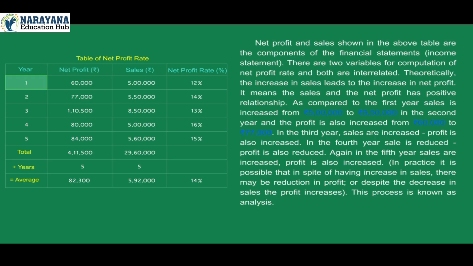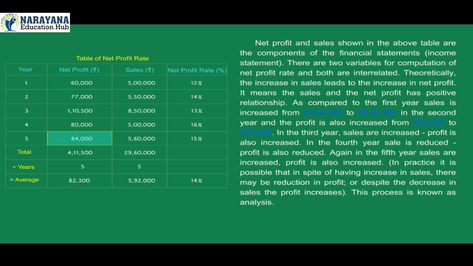As compared to the first year, sales increased from Rs 5 lakh to Rs 5 lakh 50,000 in the second year, and the profit also increased from Rs 60,000 to Rs 77,000. In the third year, sales increased, profit also increased. In the fourth year, sales reduced and profit also reduced. Again in the fifth year, sales increased, profit also increased.